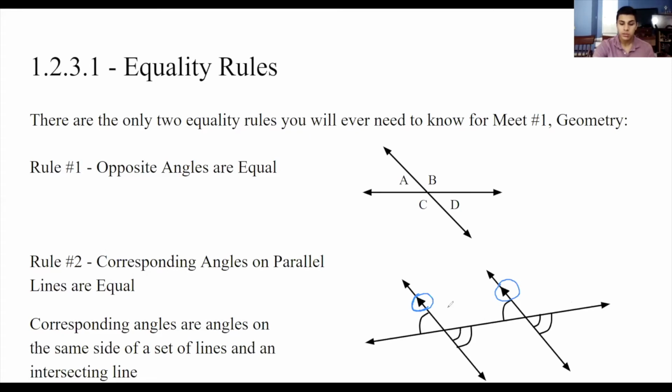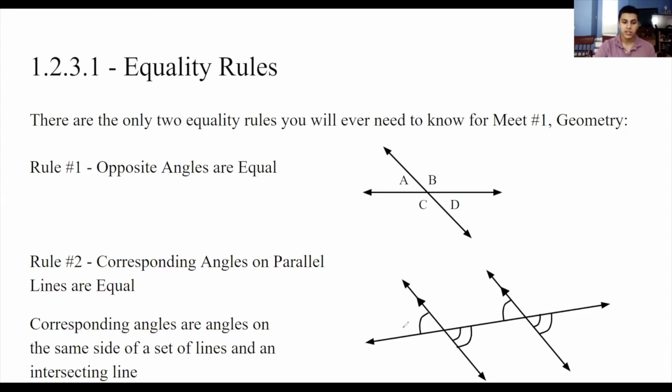So the corresponding angles on these lines are these angles and then these angles. So the reason that these are corresponding angles is if we apply our definition, they're angles on the same side of a set of lines. So in this case, our set of lines is the parallel lines. They might be on the left side, and relative to the intersecting line, they might be on the top side. So both of these angles are on the left side of the set of lines, and they're both on the top side of this intersecting line, which is what makes them corresponding.